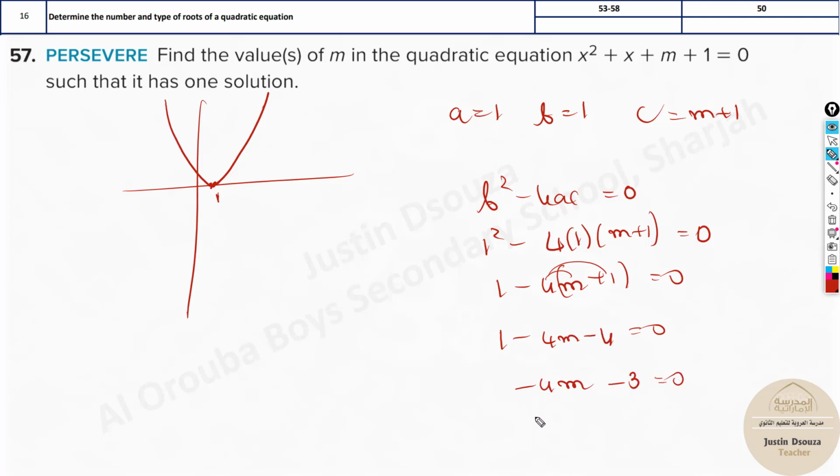I'll take this 4m to the other side. It'll be minus 3 equals positive 4m. Take 4 to the other side. Negative 3/4 equals m. So this is the wrong graph. It'll be something like this at negative 3/4 over here, and it goes up. Okay, this is minus 3/4 or minus 0.75. This is the answer.